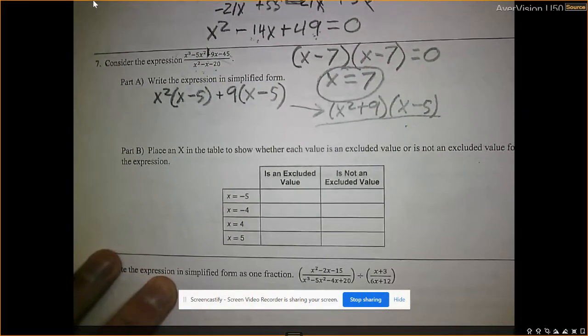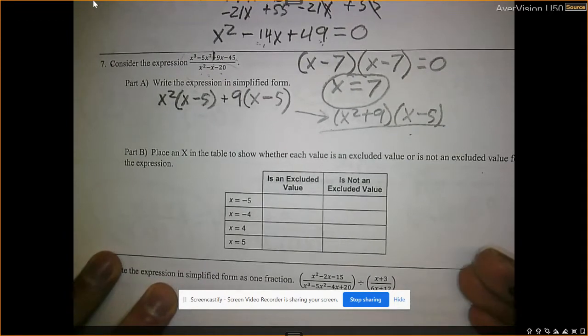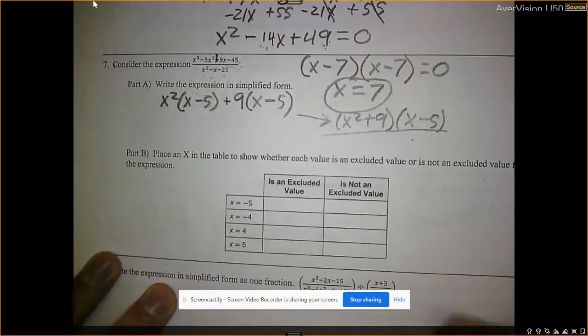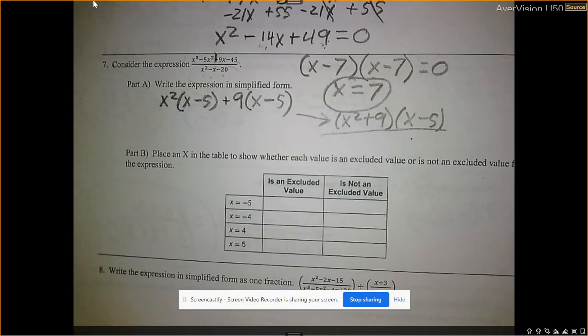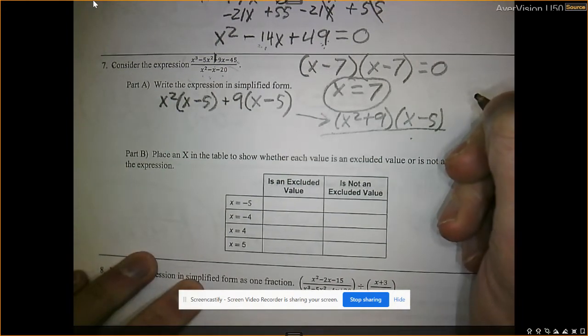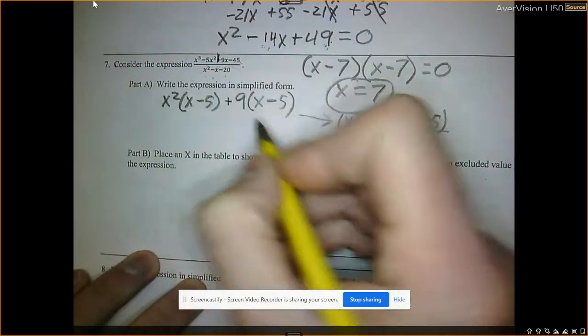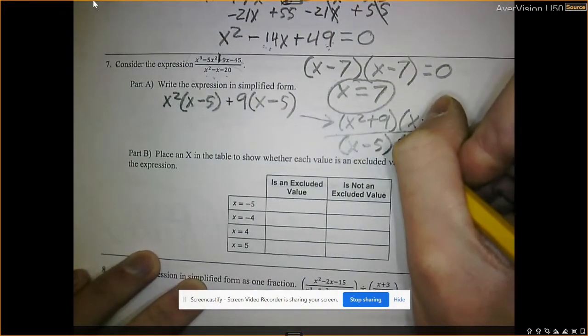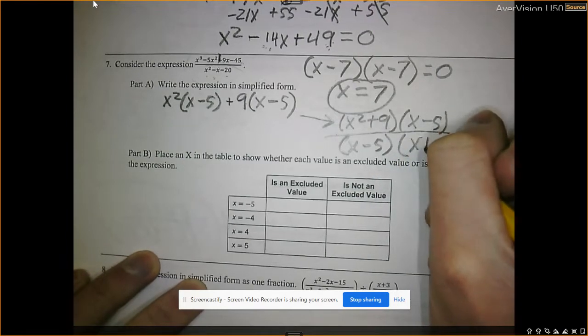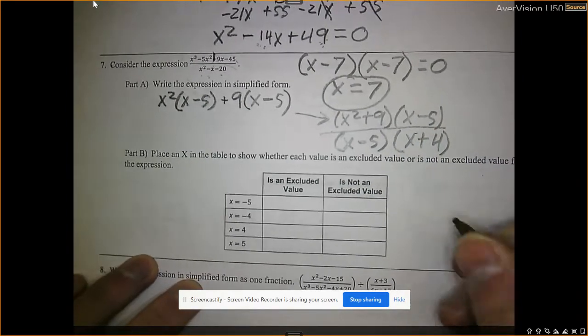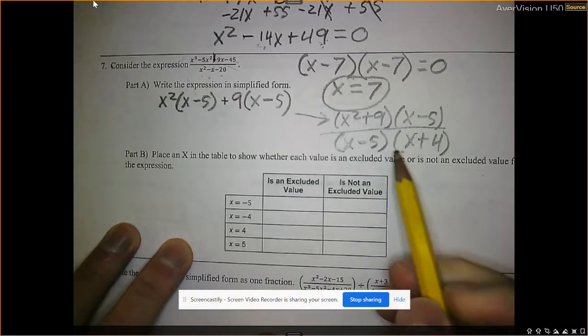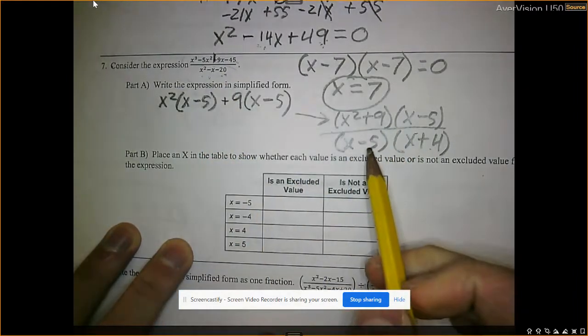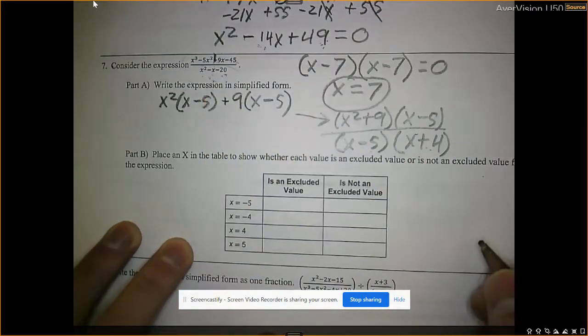Pause if you haven't. You should be doing this on your own. You have to know how to factor. You need to be able to factor for this entire test. Practice that now. Hit play when you're ready to check your answer. It should be negative 5 times positive 4. So this is what you should get for your factored bottom. Negative 5 times 4 is negative 20, and negative 5 plus 4 is negative 1.